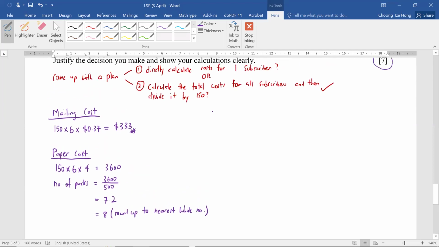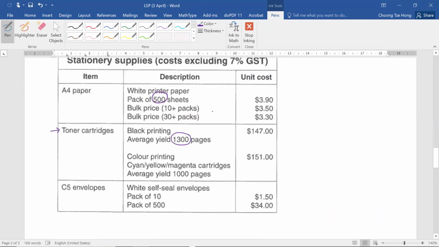Let's see how much it will cost to buy 8 packs of A4 paper. A4 paper you can buy in 1 pack, which is 390. If you buy more than 10 packs, it's 350. If you buy more than 30 packs, it's 330. Over here we are just going to buy 8 packs. If we buy 8 packs individually, 8 times 390, it's going to cost 3120.